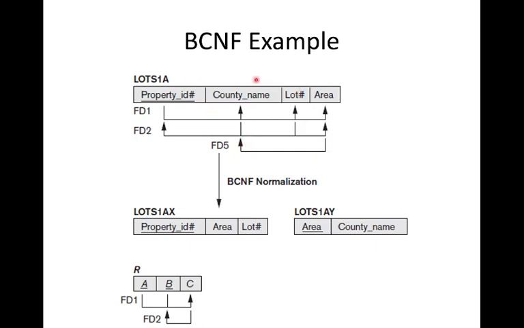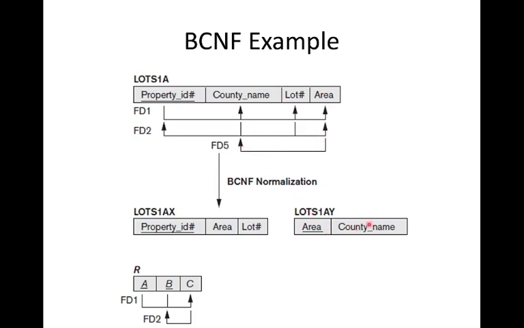This is in third normal form because for area to county name, as per third normal form, X should be either a super key, or A can be a prime attribute. Area is not a super key, but county name is a prime attribute. So FD5 is not a problem in the case of third normal form. But it is not in BCNF because if there is a functional dependency X to A, then X should be a super key, but area is not a super key. So this functional dependency should be removed.